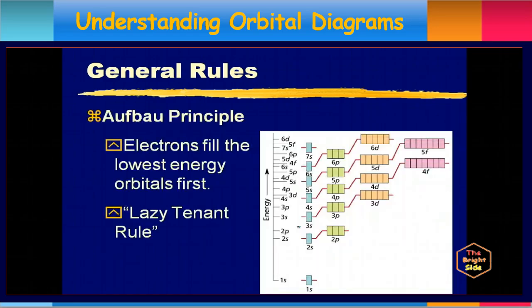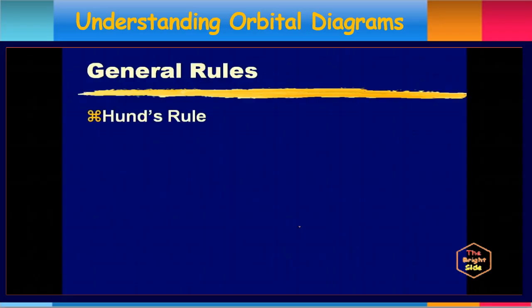All right, we're still going with the same ideas as before of filling the lowest energy level first. Okay, so we always start with 1s. This is called the lazy tenant rule because people always want to be on the first floor before they want to climb to the 7th floor with stairs and no elevator.